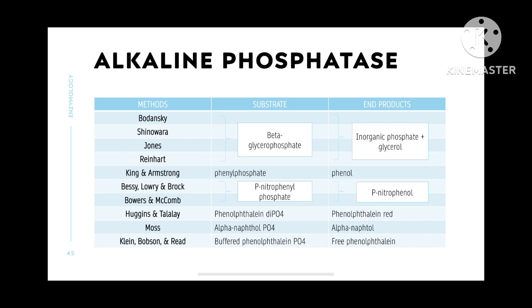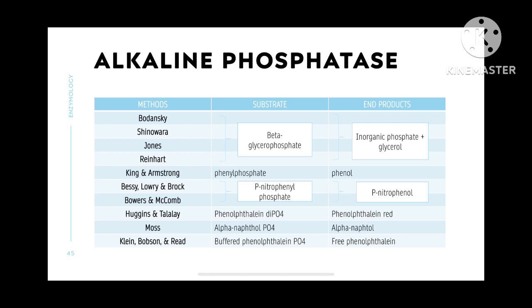These are the other tests used to detect the activity of alkaline phosphatase in patient samples. Bodansky, Shinowara, Jones, and Reinhardt all use beta-glycerophosphate as a substrate, while the end products would be inorganic phosphate and glycerol. King and Armstrong use phenylphosphate as a substrate, and the end product would be phenol. Bessey, Lowry, and Brock, and also Bowers and McComb, use para-nitrophenyl phosphate as a substrate. The end product would be para-nitrophenol.